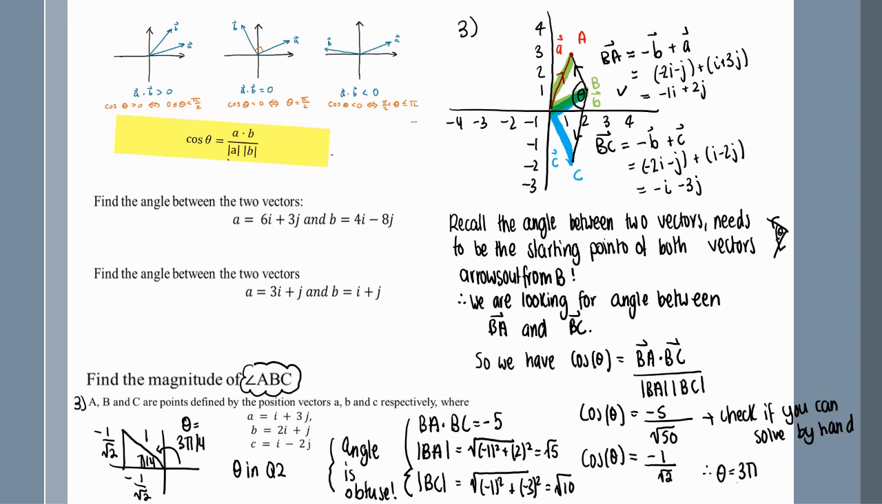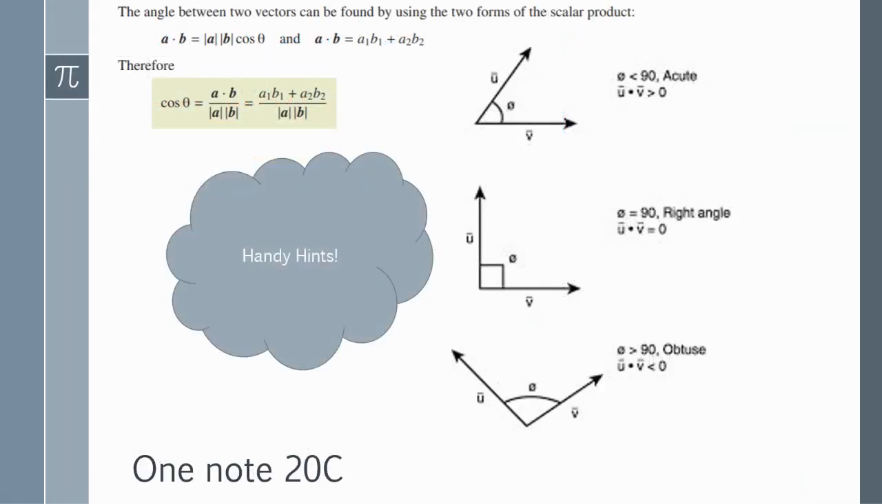Notice you can take the inverse of cos theta because theta is always going to be between 0 and 180 degrees. All right, there we have it. Here are some helpful hints to summarize this section of the topic.